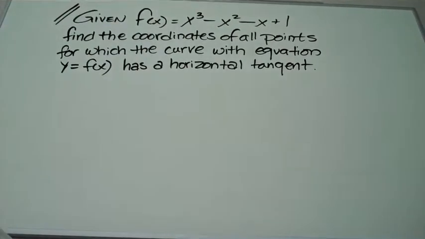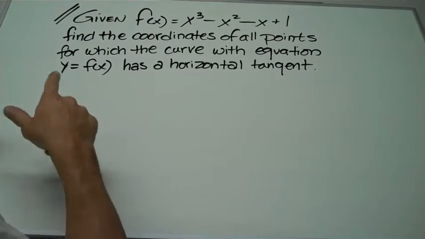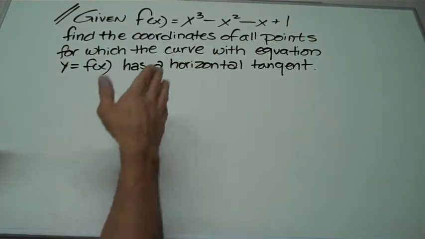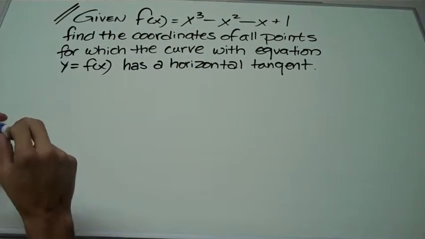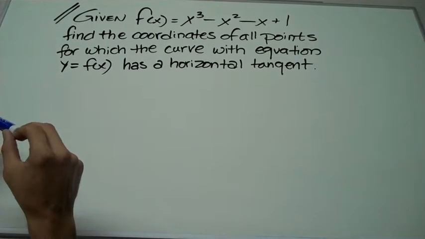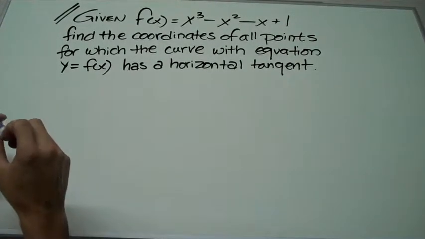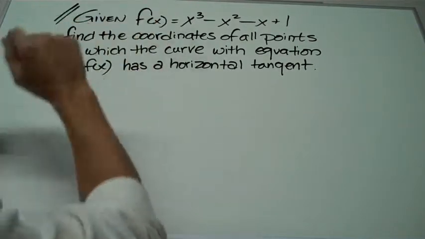Here is one more problem with the graphical interpretation of the derivative that I just couldn't resist. Because this is the kind of thing that you're going to be asked to do again and again. Given that f of x is equal to this function, x cubed minus x squared minus x plus 1, find the coordinates of all points for which the curve with the equation y equals f of x, this curve, has a horizontal tangent.